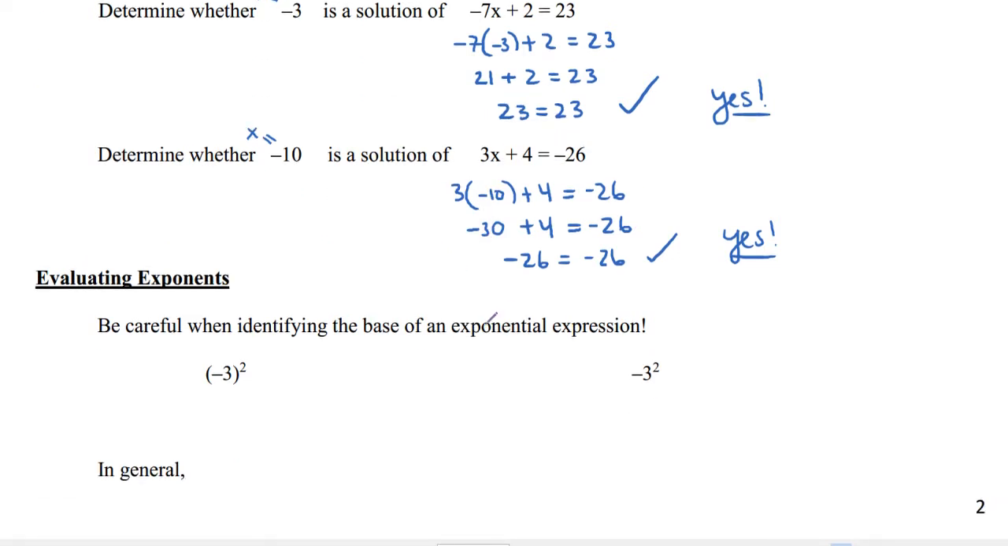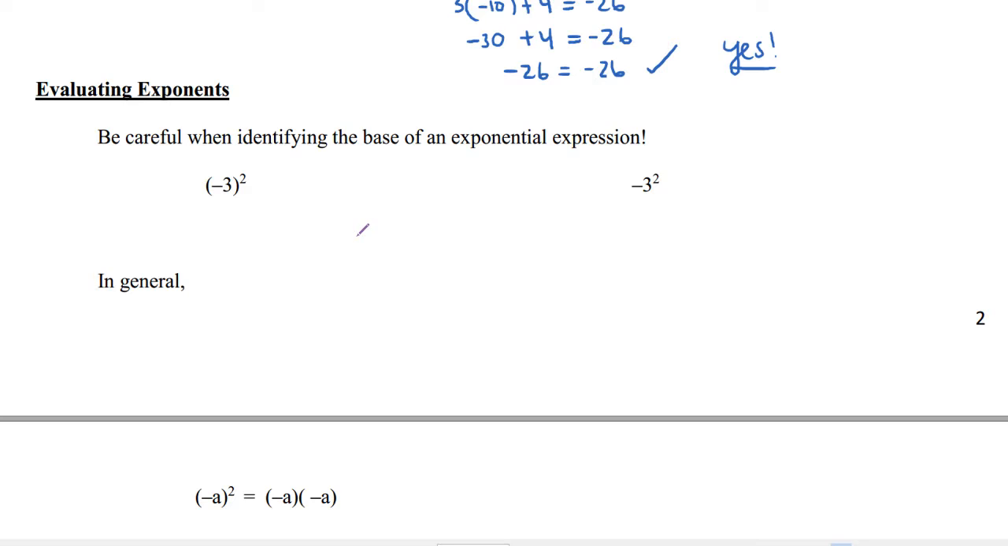One common mistake that you can make when doing exponents is you just have to be very careful when you're identifying the base of an exponential expression. Okay, so if you look at this right here, negative 3 in parentheses squared, well, that translates to negative 3 times negative 3. And I'm writing that out very carefully in parentheses. Okay, and negative 3 times negative 3 is going to be positive 9.